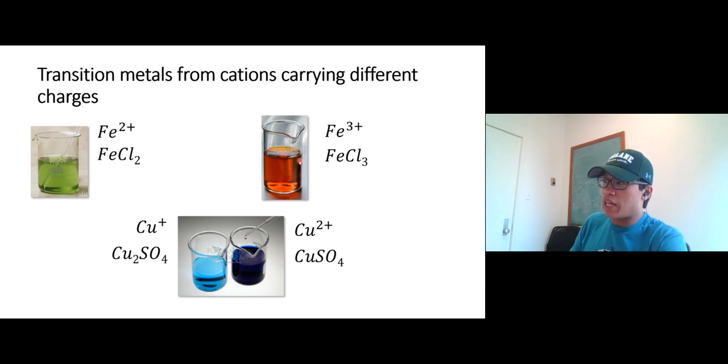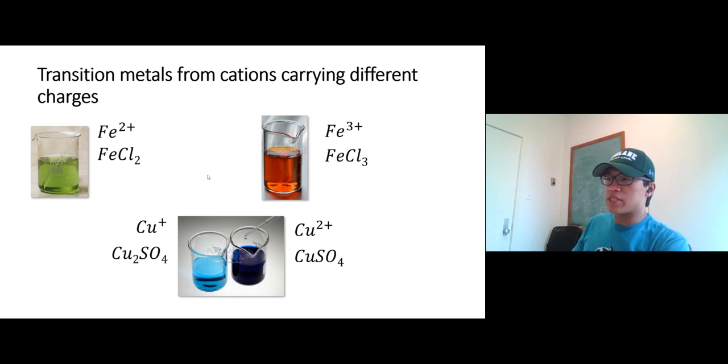Depending on the concentration, if it's dilute, it's going to be brown. If it's concentrated, it's going to be red. Copper 1, the solution is light blue. The copper 2 is dark blue. You know, that's why we call them transition metals. They can have multiple oxidation numbers.